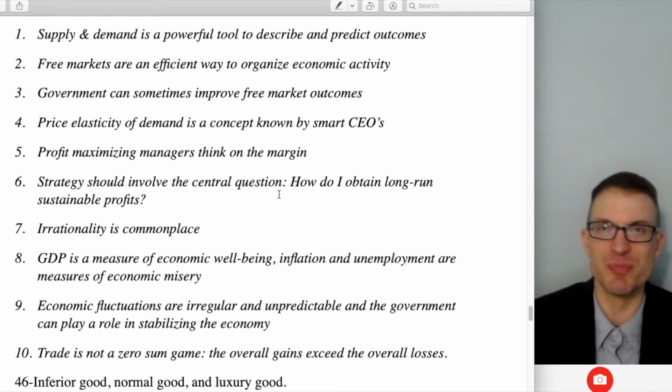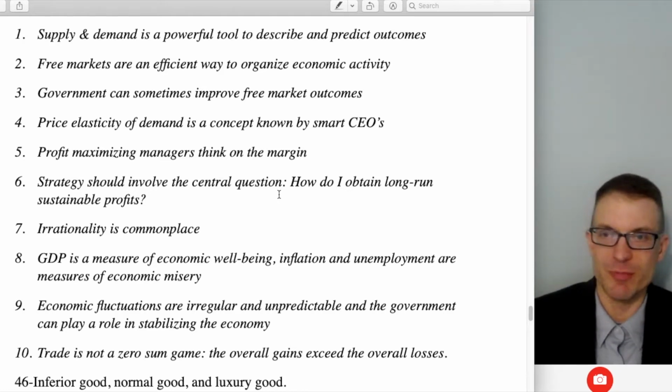All right, so here's our 10 principles, the really key important ideas for economics. Firstly, supply and demand is a powerful tool to describe and predict outcomes. Free markets are an efficient way to organize economic activity. I'll talk about these once I go through them. Government can sometimes improve free markets. Price elasticity is a concept known by smart CEOs. Profit maximizing managers think on the margin. Strategy should involve the central question: how do I obtain long-run sustainable profits? Irrationality is commonplace. GDP is a measure of economic well-being. Inflation and unemployment are measures of economic misery. Economic fluctuations are irregular and unpredictable, and the government can play a role in stabilizing the economy. Trade is not a zero-sum game. Overall gains exceed the overall losses.